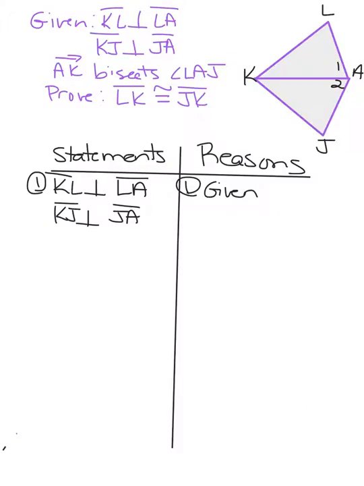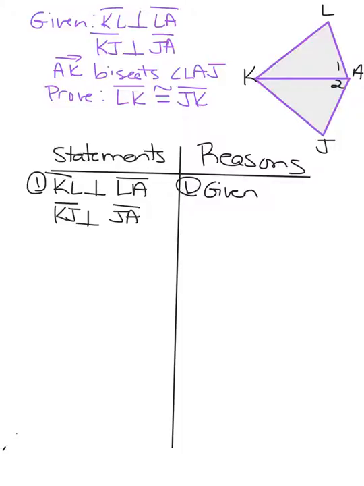Our next proof gives us the information that KL is perpendicular to LA and segment KJ is perpendicular to segment JA. We also know that ray AK bisects angle LAJ, and we're trying to prove that segment LK is congruent to segment JK. So once again, if I'm trying to prove that segments of the triangles are congruent, then I know if I get the triangles congruent, I can use CPCTC.